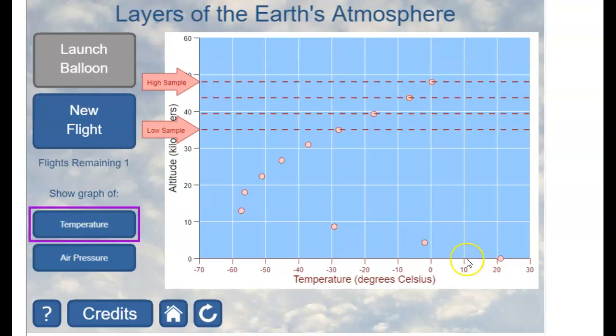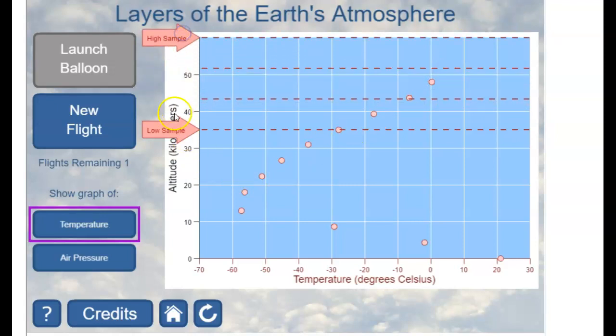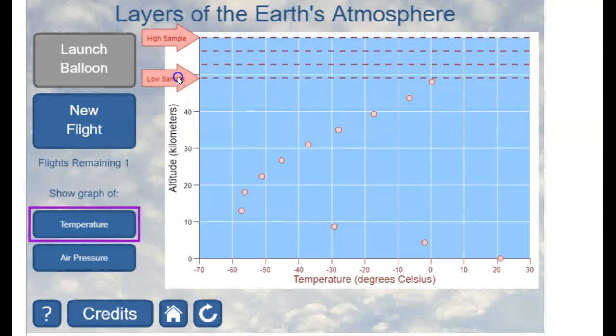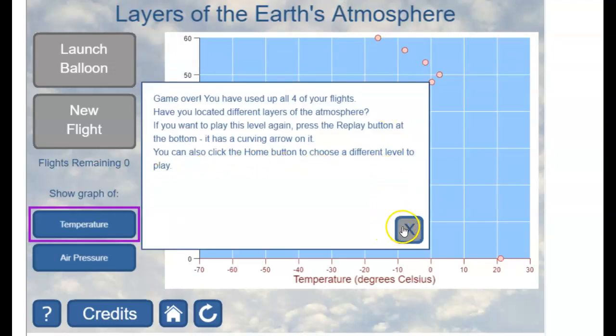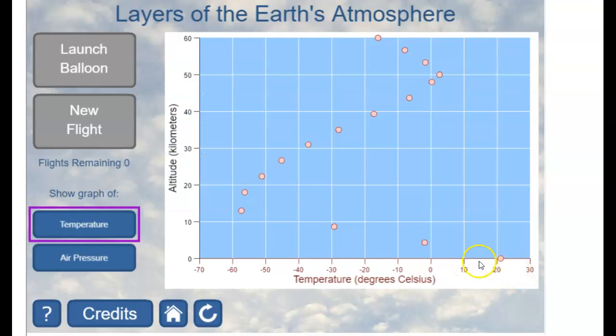Okay, so it looks like we have a pattern so far of decreasing temperature, and then we get the shift and temperature begins to increase as we go up in altitude. Do you think that pattern is going to continue, or do you think we're going to see a change again? Let's move our sampling locations up again, and we'll go up like this. And we see one final shift there. So we've used all 4 of our flights, but now we have some data.